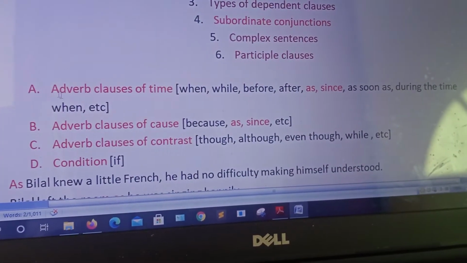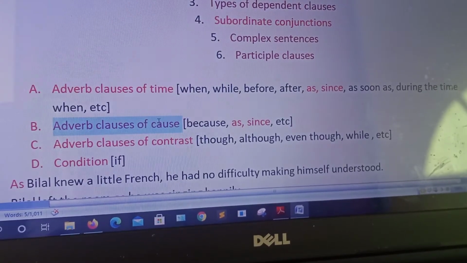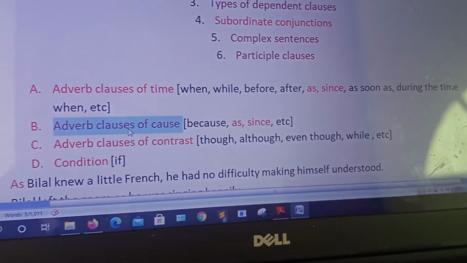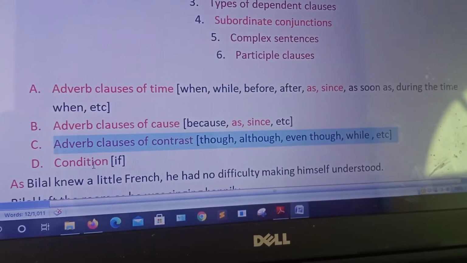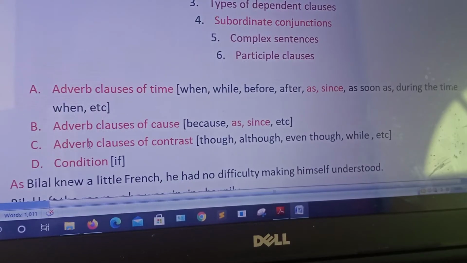We have already covered adverb clauses of time and adverb clauses of cause in our previous videos. If you want, you can watch them. In this video, we will be talking about adverb clauses of contrast and condition. These two are very easy, just a piece of cake. So, let's start now.